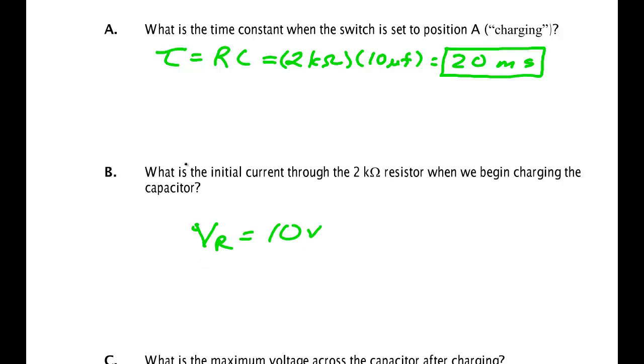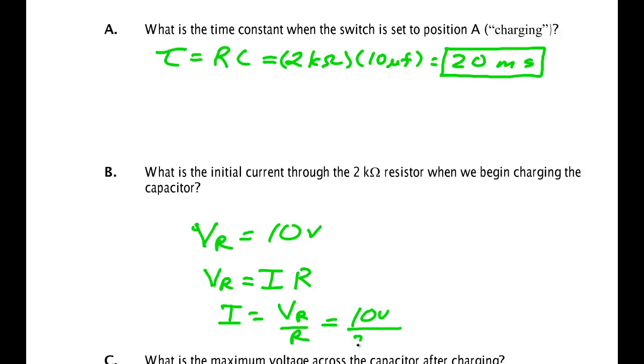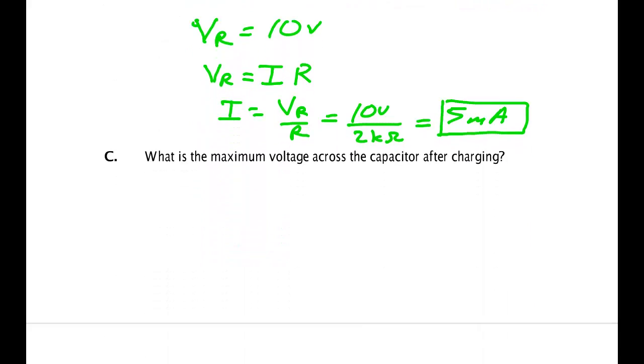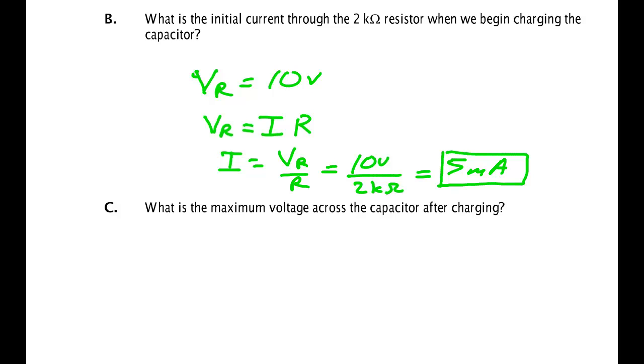Now, to find the current, we need to take that voltage and set it equal to IR. So I is V_R over R, 10 volts over 2K ohms, is 5 milliamps. That's the current initially flowing through the resistor. What is the maximum voltage across the capacitor after charging?